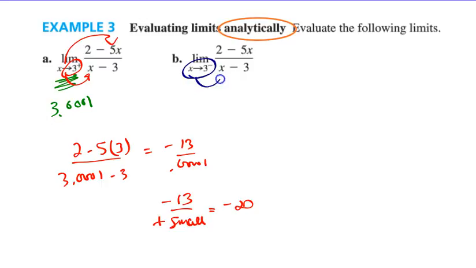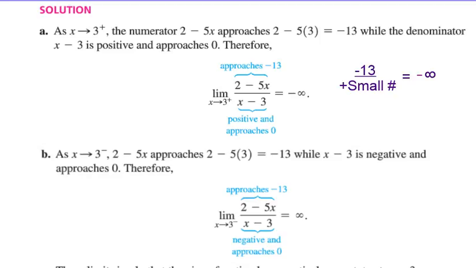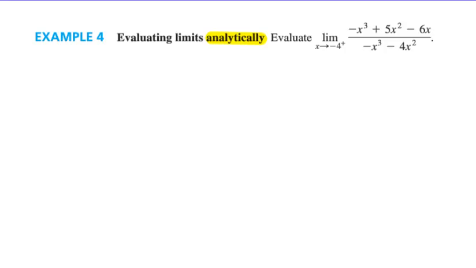Here again, I can't do direct substitution, but I still have negative 13, but this time I have a negative small number. So that would go to negative infinity. So the numbers I'm thinking of here, x approaching 3 from the left, would be like 2.9999. So this is like negative 0.00001. Analytically just means show the math.